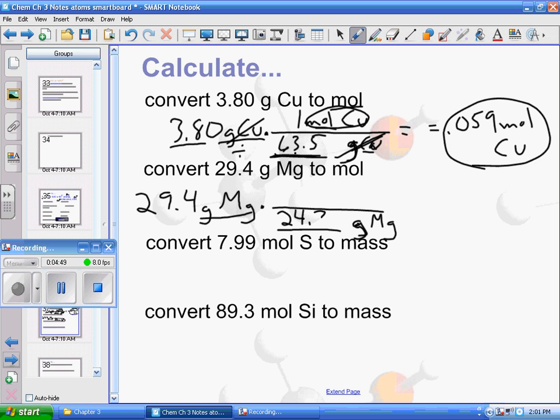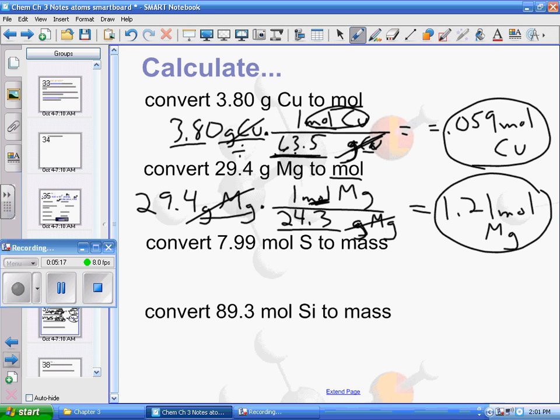So the molar mass of magnesium is 24.3. I'm looking to go to moles, so I'll put 1 mole of magnesium on top. Cancel out those two, top to bottom. So again, I'm going to take 29.4 on my calculator and divide it by 24.3, and I end up with 1.21 moles of magnesium.